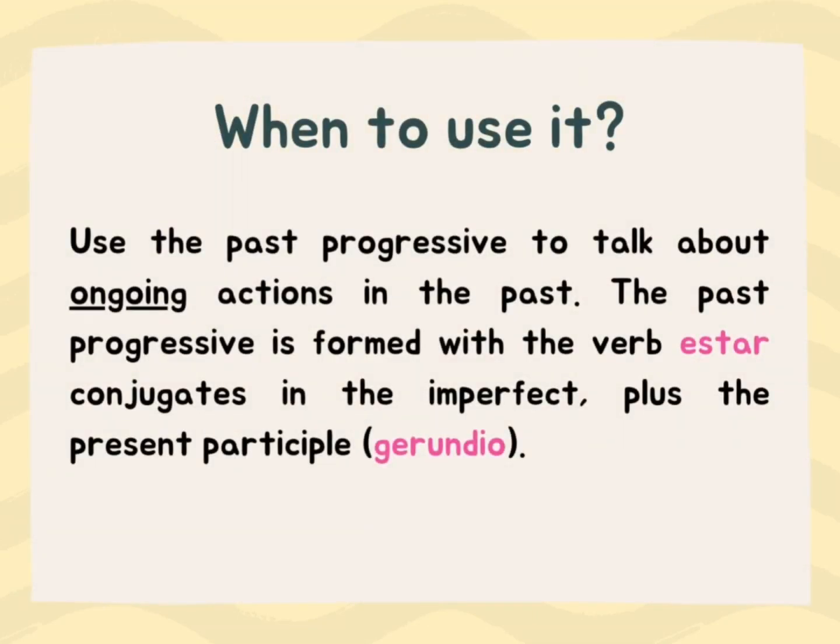So first things first, el pasado continuo is also known as the past progressive. And you want to use the past progressive to talk about an ongoing action that has happened in the past. The past progressive is formed with the verb estar, which if you haven't seen that video, you want to go ahead and do so, in its imperfect form, plus the present participle or gerundio. So we're going to be using 2 different grammar concepts. We're going to be building or using them together to build this past progressive tense.